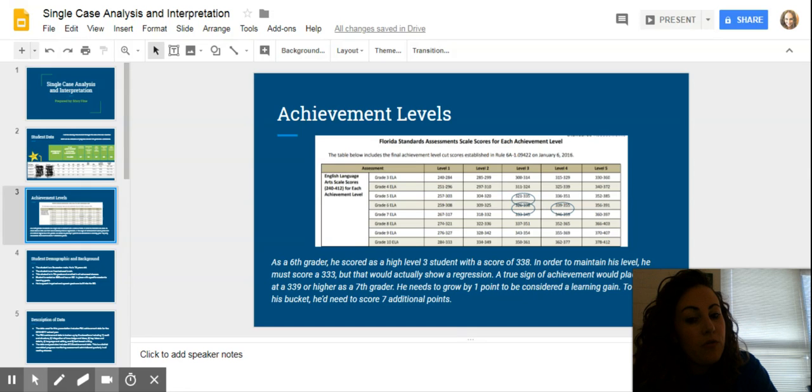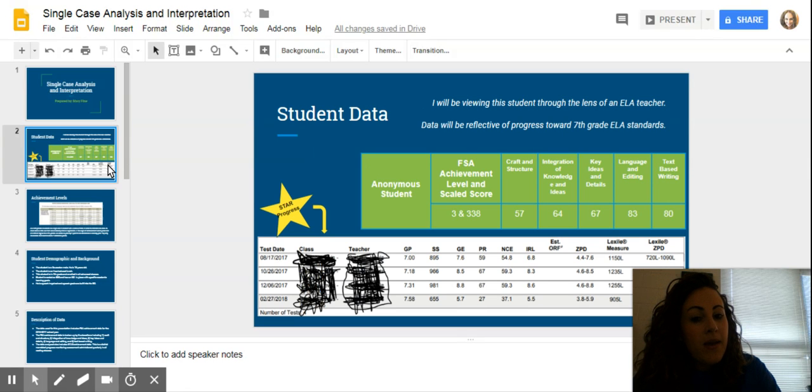However, if your student wants to, and I'm sure that you want your student to do this, jump his bucket up to a level 4, that would really show that he has mastered the skills. He's mastered the seventh grade and all of the standards that he needs to meet. Bumping him up to a level 4, he would need to earn a 346 as a scaled score. And that's really only an additional 7 points that he would need to earn. So, ways that he might earn that.